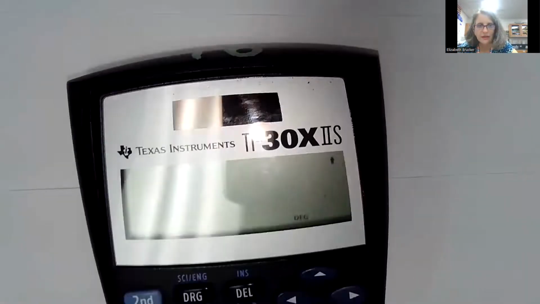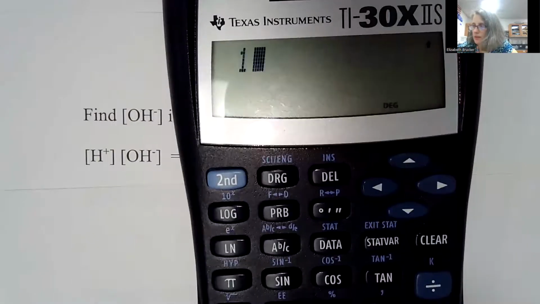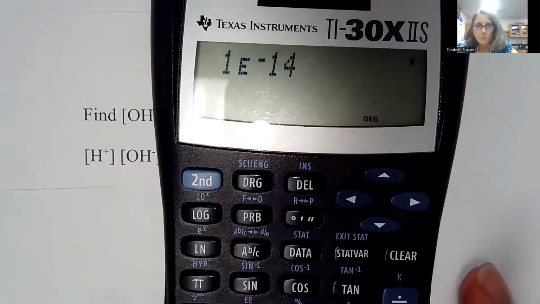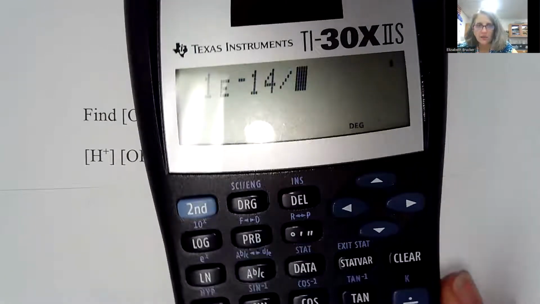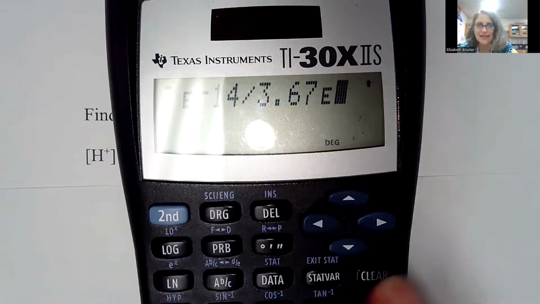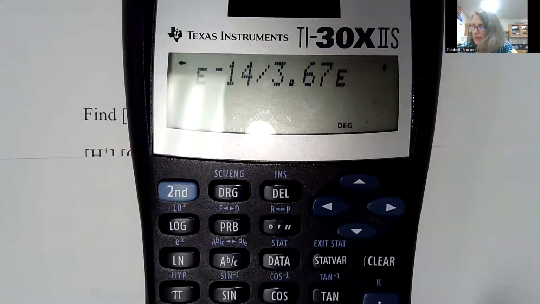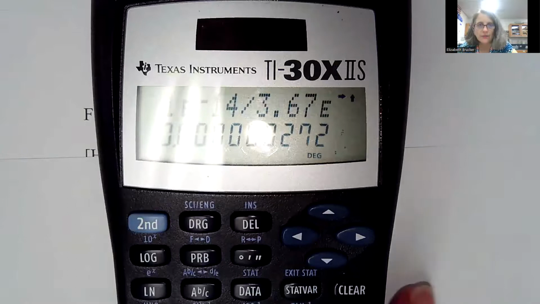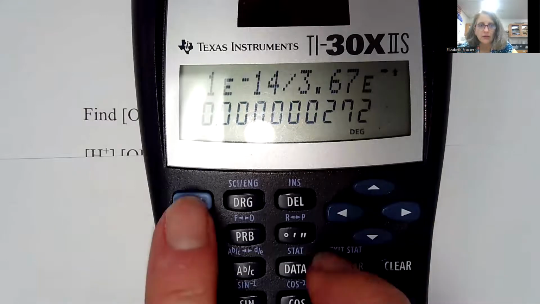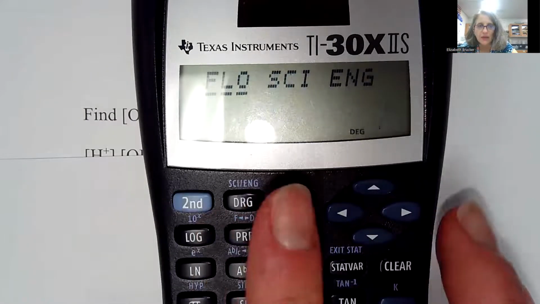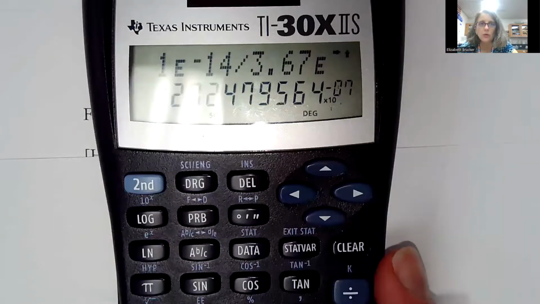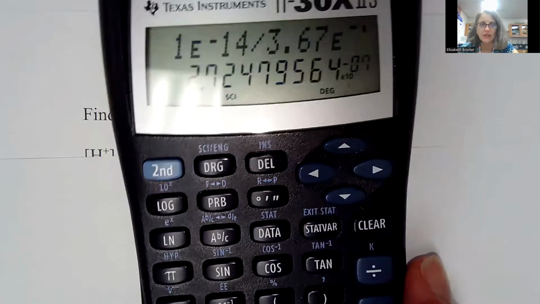Okay, so let me show you that on the calculator. So type in 1, second function E, and then type in negative 14. Then hit the division key, and that's where you're going to plug in the number that is given in the problem. So 3.67, second function E, and it's a negative 8. So type in a negative 8. Okay, hit enter, and you're probably going to get a really, really tiny number. So please remember on your calculator, if you hit the second function and this key, it flips back and forth. You could flip it to scientific notation and hit enter, and it will do the work for you. So you get 2.72 times 10 to the negative 7.